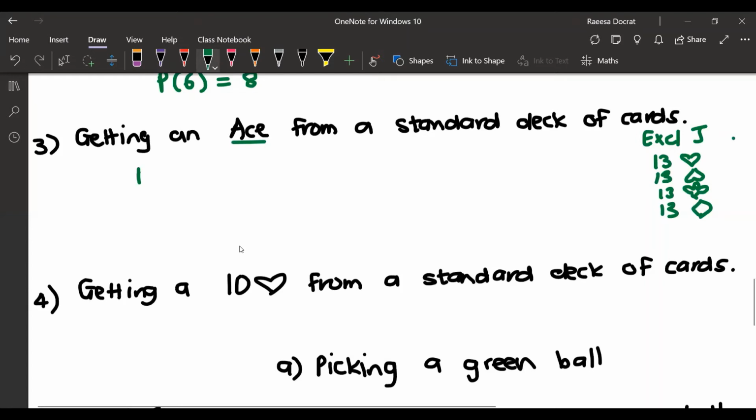So we want to calculate the probability of an ace. In total, we're going to have 4 aces in a standard deck, and in total, we're going to have 52 cards to pick from. So the probability of you getting an ace is 4/52 or 1/13.